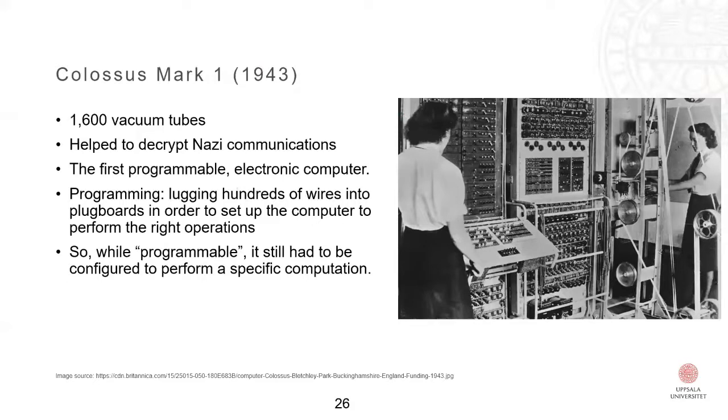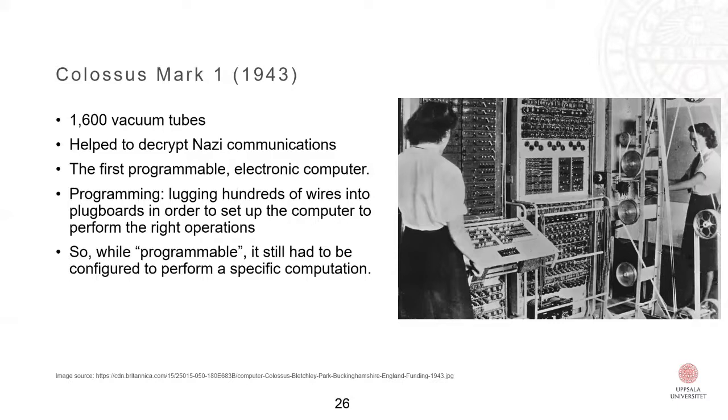So one of these machines was Colossus Mark I, which was invented in 1943. It used 1,600 vacuum tubes. You can imagine putting all those together can be so big. And this machine helped to decrypt Nazi communication during the war. And it was the first programmable and electronic computer. So before this computer, we had the Harvard Mark I computer, but it wasn't purely electronic. It was mechanical and electronic.